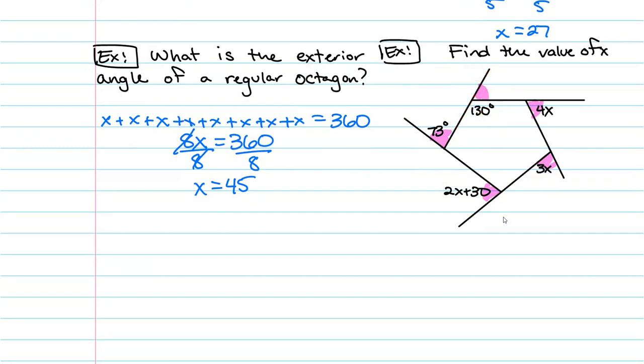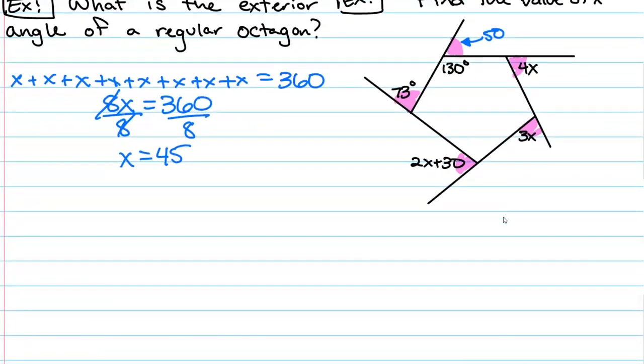So that's what I'm saying. Make sure that you're adding the outside angles. I was able to figure out that this angle has to be 50. Now that I have all the outside angles, I know I'm going to add them up and they're going to add up to 360. So I get to write 73 plus 50 plus 4x plus 3x plus 2x plus 30. That's all 5 angles, I believe. They're going to add up to 360.